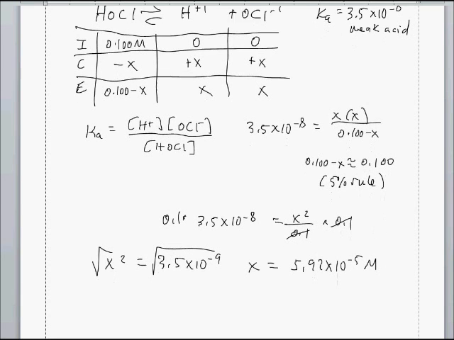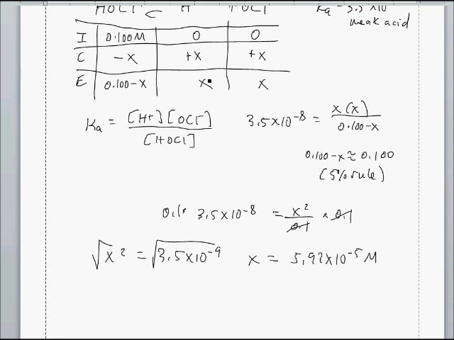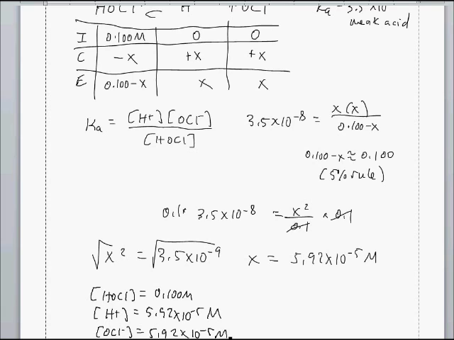Now, if that's x, that's also my hydrogen concentration. So I could use this to figure out all the concentrations. The concentration of the acid is still about 0.1 molar, right? Because subtracting this is making almost no difference. The hydrogen is now equal to x, and the hypochlorite, if we care to know, is also about 5.92 times 10 to the minus 5.